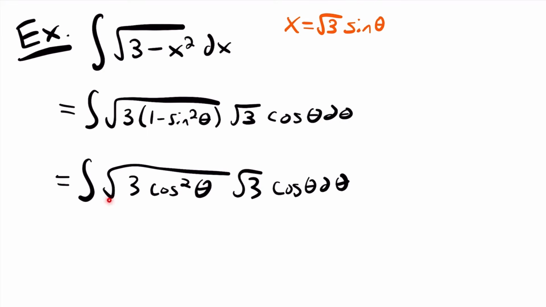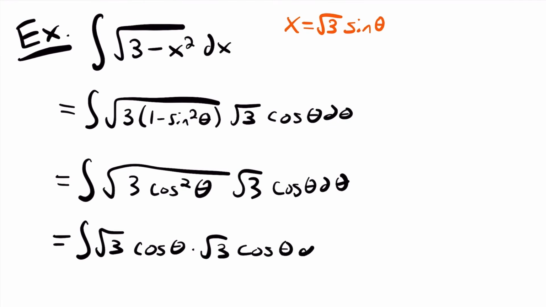All right, and now if we take the square root of each of these parts, the square root of 3 is the square root of 3, and the square root of cosine squared theta will just be cosine theta. And so this is equal to the integral of the square root of 3 times cosine theta times the square root of 3 times cosine theta times d theta. All right, and now we can simplify this by multiplying the square root of 3 by itself, which is just 3, and then cosine theta times cosine theta is cosine squared theta. And so this is equal to the integral of 3 times cosine squared theta d theta.